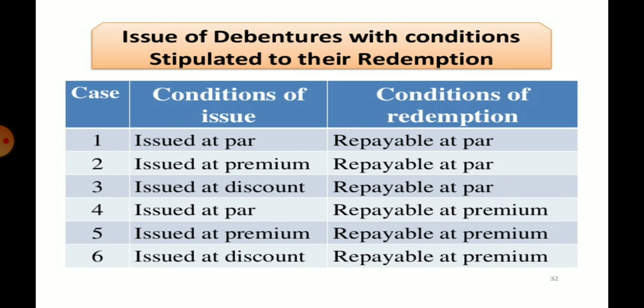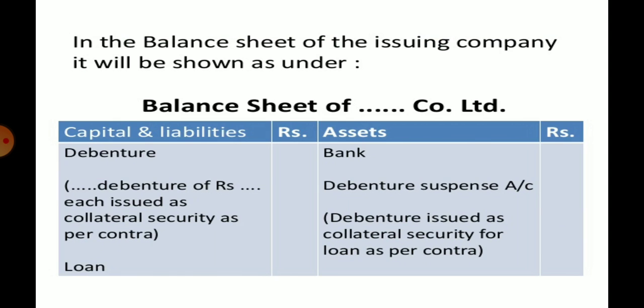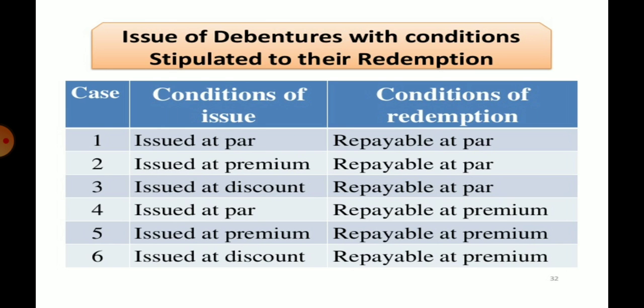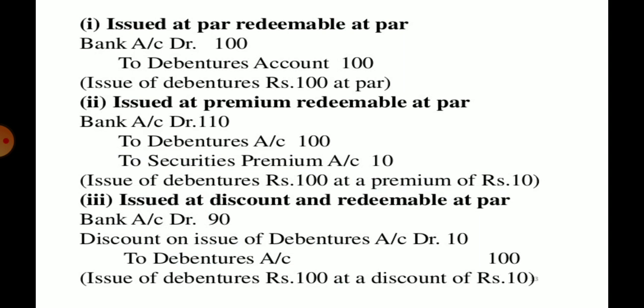Issue of debenture with the condition of redemption. Issued at par, repayable at par; issued at par, repayable at premium; issued at premium, repayable at par; issued at premium, repayable at premium; issued at discount, repayable at par; issued at discount, repayable at premium. Any of these conditions can apply. Issued at par, redeemable at par: the full amount will be received, bank to debenture account. Premium: bank to debenture, to securities premium. Discount: bank, discount on issue of debenture to debenture.